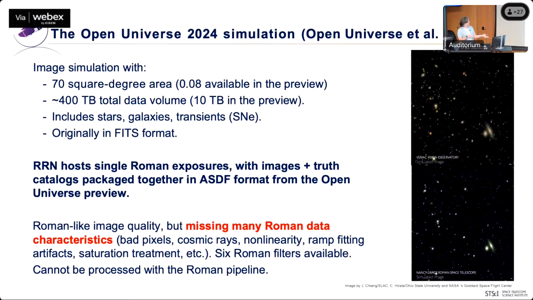So we've converted this to ASDF, and we make it available through the Nexus via our S3 bucket. It's Roman-like image quality, but it was simulated differently, so it doesn't have all the same characteristics that we see in the Roman ISIM simulations. There are 6 Roman filters available, and as I said, this cannot be processed with the data pipeline, but it's essentially science ready. So if you want to do analysis on the open universe simulation, we have that available.